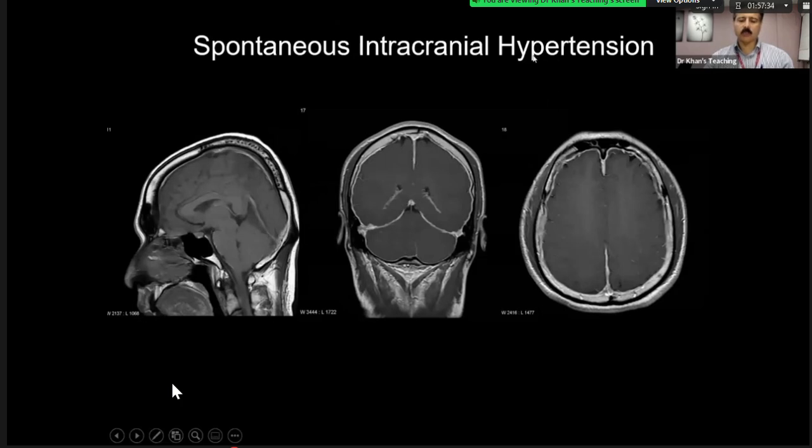But this is another case of spontaneous intracranial hypotension. Sorry, there is a typo here. So this is not hypertension, this is hypotension. And this is what we call the sagging of the midbrain. Sagging of the midbrain, because there is no CSF around it, so it sags down. So another case, and look at this. If you do a CT scan of this, it will look as if there is a subdural hematoma. But when you give contrast, then it appears that this is all congested dura.